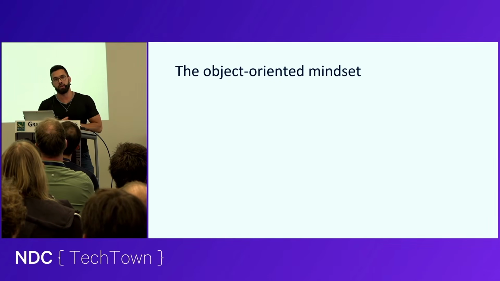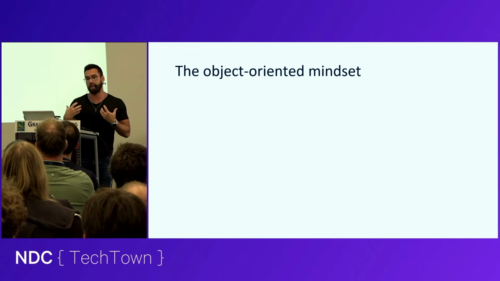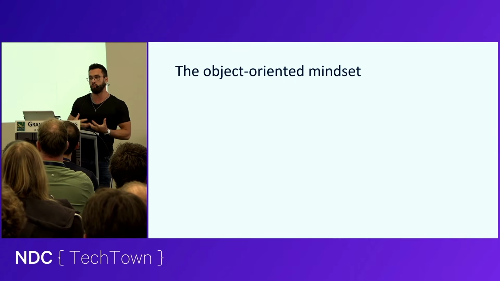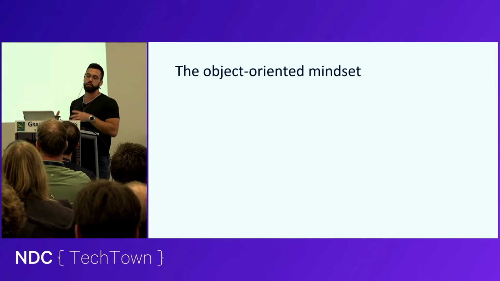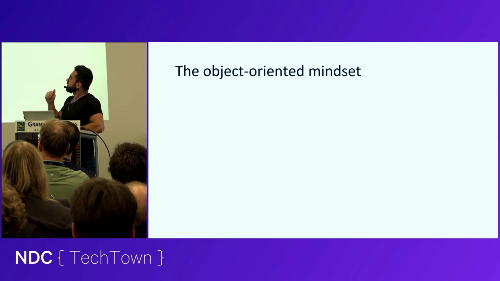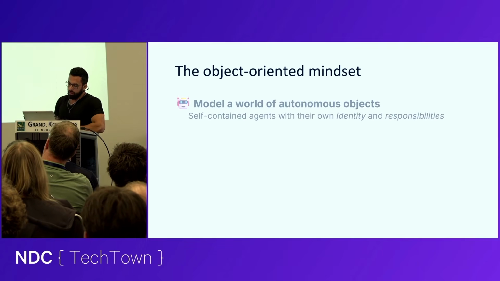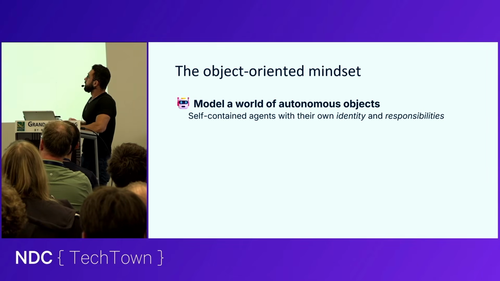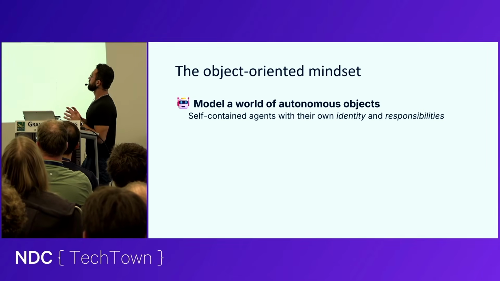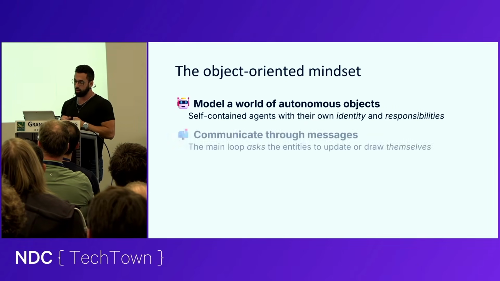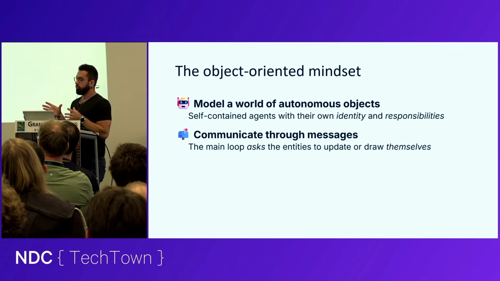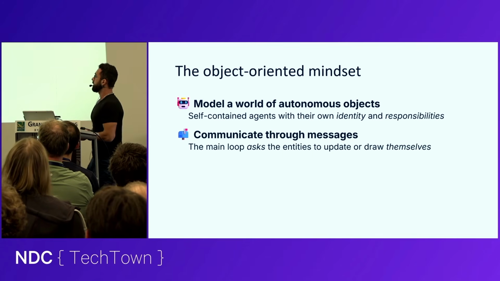It's also, I think, a human choice in the sense that it aligns with the way we represent the world. We think about entities as individuals, and then we try to represent that in the code that we are writing. So what is this object-oriented mindset? As I mentioned, we try to model a world of autonomous objects. We think of objects as self-contained agents that have their own identity and responsibilities, and we try to encapsulate everything into that idea. The things that we have in our code communicate through messages.